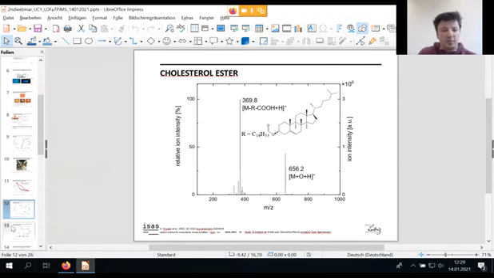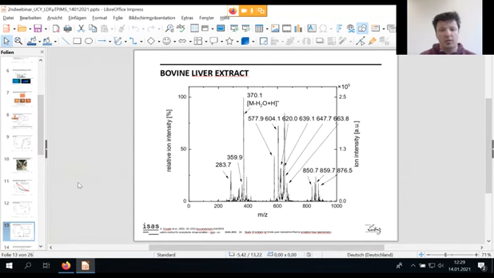So you can see that there might be some issues with identification in more complex compounds. One of these complex compounds was a liver extract, a bovine liver extract. And you can see here that the dehydrated cholesterol at roughly 370 masses is the highest peak.